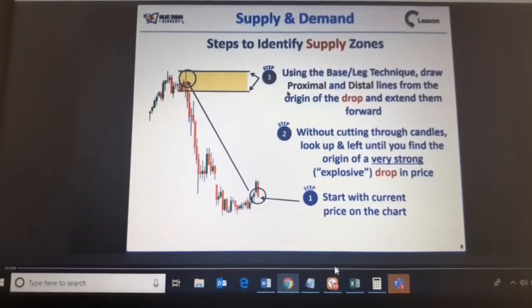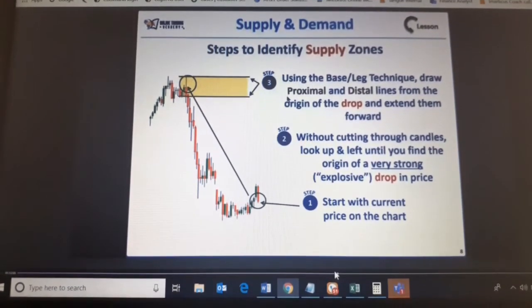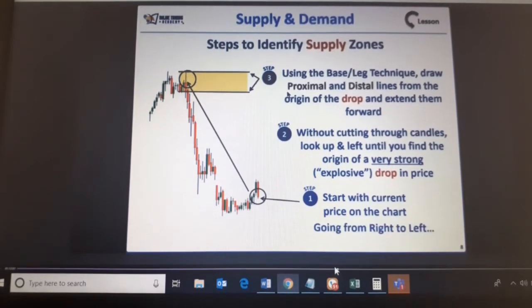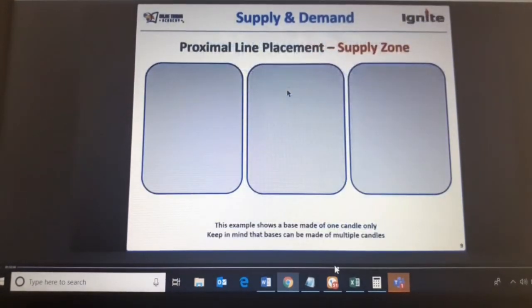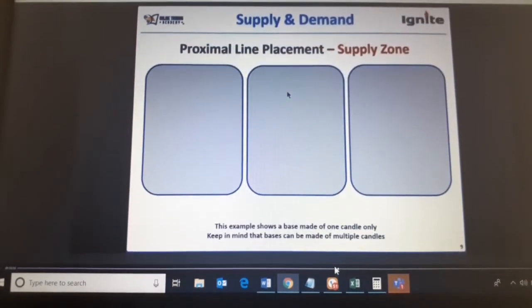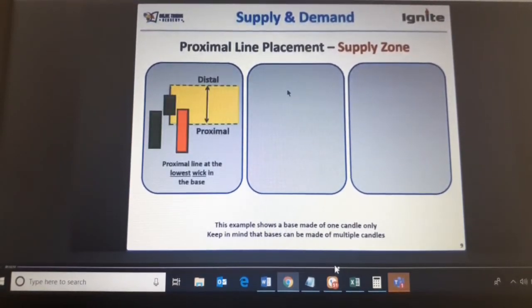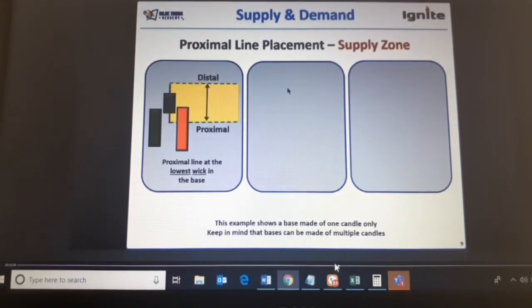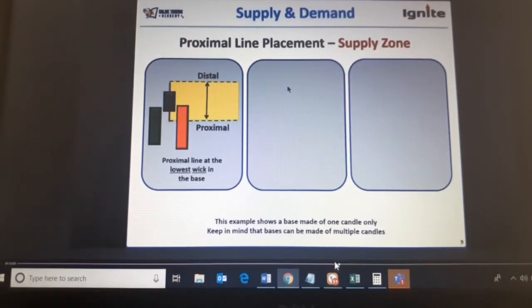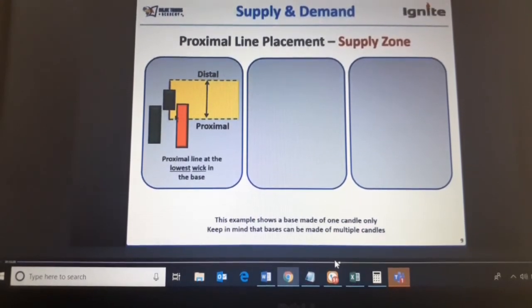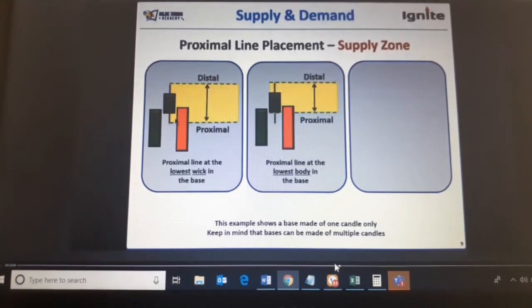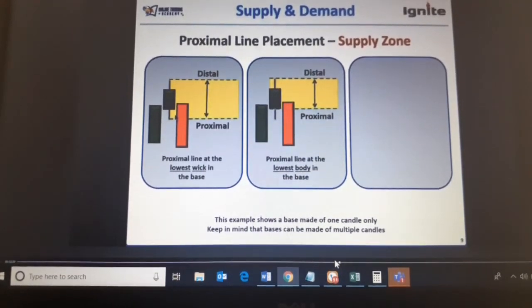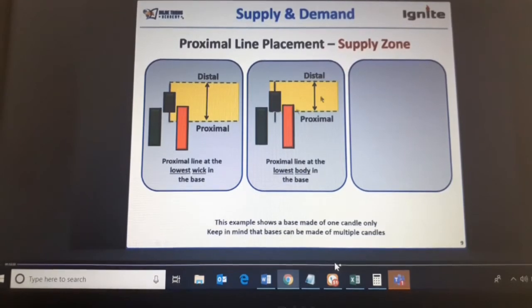Okay, so for demand zones you have to look left and down. For supply zones you have to look left and up. Now coming on to the proximal line placement in case of a supply zone. Again, there are three ways of placing your proximal line in case of a supply zone. The first one is wick to wick, or the proximal line at the very lowest wick in the base. Whichever is the lowest wick in the base, there you can draw your proximal line, or at the very lowest body in the base. Which is the lowest body in the base? This one.